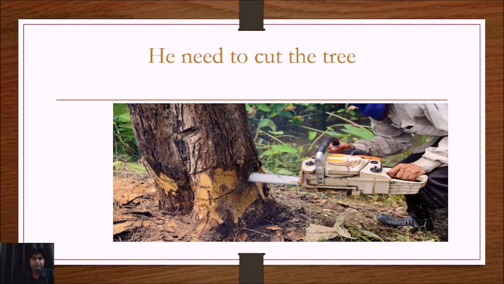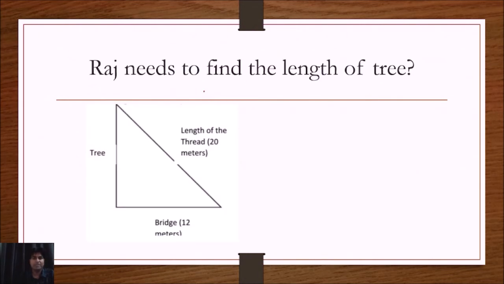For cutting the tree, what did he want to find? He wanted to find the length of the tree. How can he find out the length of the tree? That's the question. As this is a right angle triangle, we can say this is triangle PQR with the right angle at Q. Here we don't know the length of the tree, but we know the length of the thread, which is 20 meters, and the length of the bridge is 12 meters. So what will be the length of the tree?